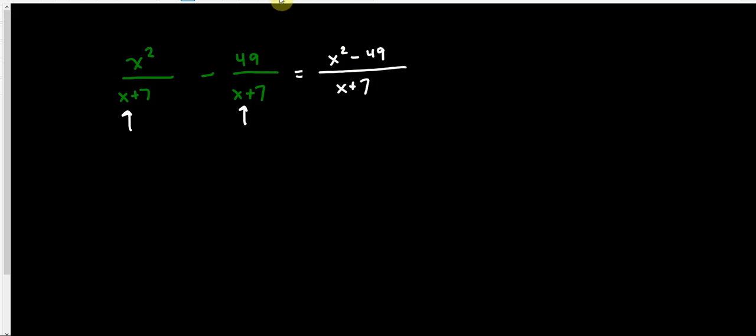Now I do, once again, always need to consider simplifying, and it looks to me like this top may factor. And the reason that I automatically know it factors is that's a special product. That's a difference of squares. That's a perfect square minus a perfect square. So x plus 7 and x minus 7. And oh, that's exciting. I have something that will divide out to 1. And I'm just left with x minus 7.